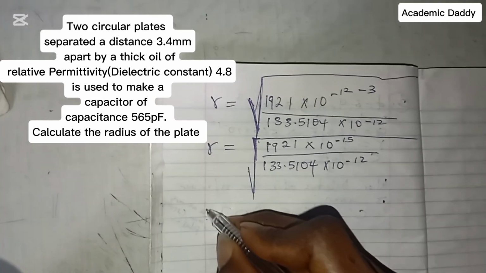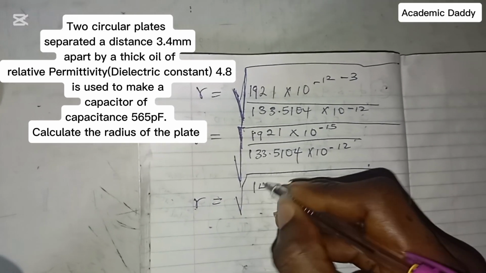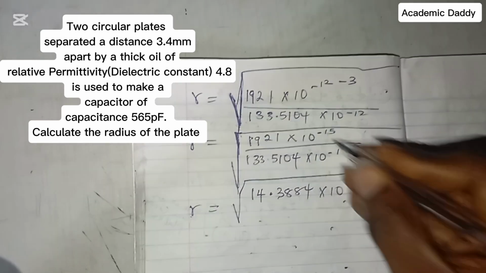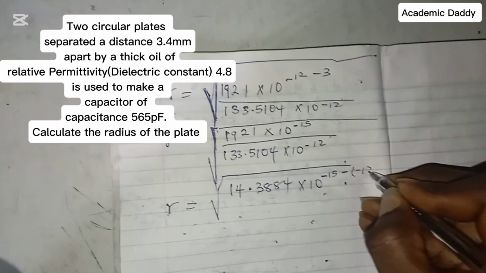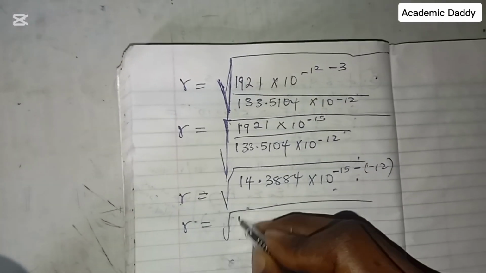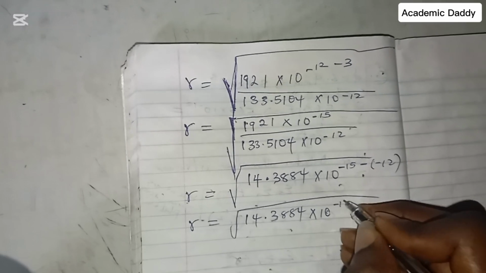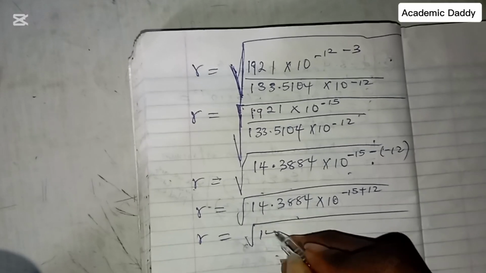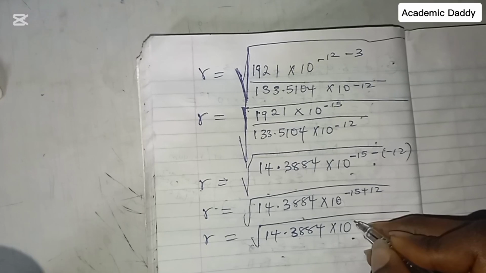So if you divide these two, R will be equal to 14.3884 times 10 raised to the power minus 15, and showing that this is division, you have minus 12, which means that R will be equal to 14.3884 times 10 raised to the power minus 15 plus 12. R is equal to 14.3884 times 10 raised to the power minus 3.